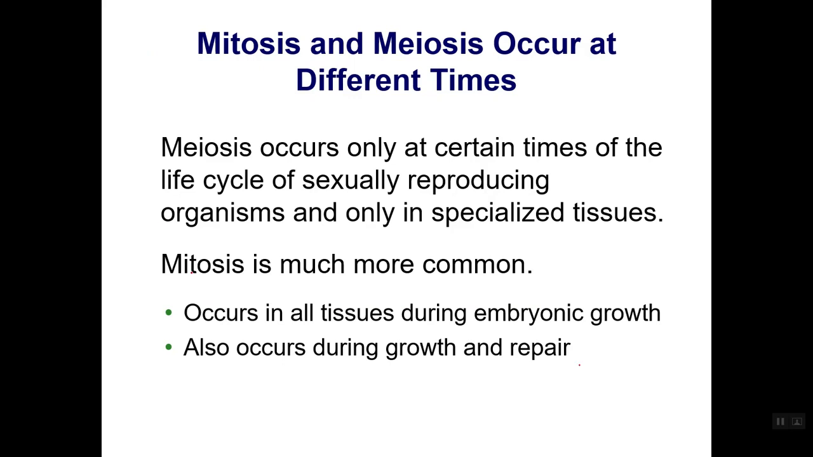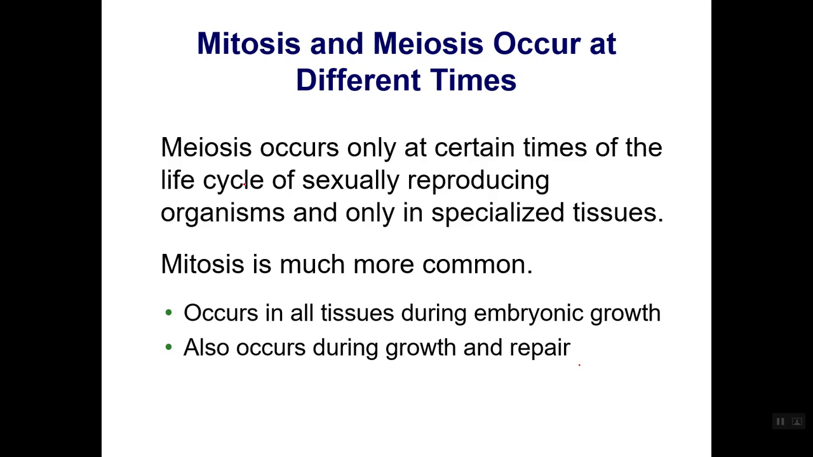Mitosis is a lot more common. It happens all the time, every day throughout our entire life, because its whole purpose is for embryonic or fetal or child growth or tissue repair, even as an adult. Meiosis occurs only at certain times in the reproductive life cycle of organisms and only in specialized tissues.